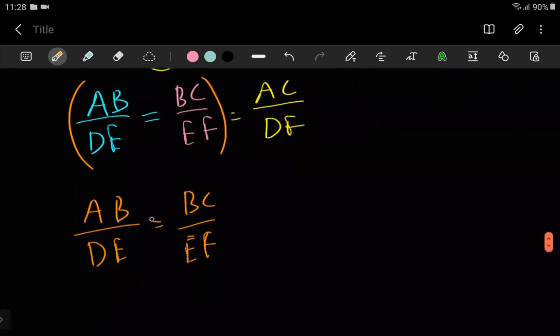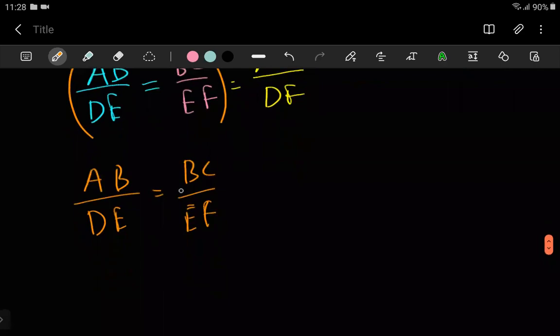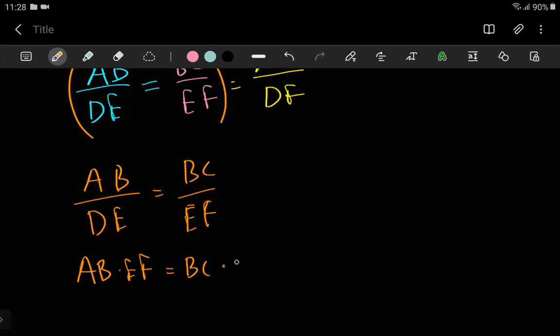So this expression here, depending on what they may ask, you can easily, for example, do things like cross multiplying. Like if you cross multiply your fractions here, AB times this can be written as AB dot EF. This times this can be written as BC dot DE. Because depending on what you may have, you obviously have questions that may ask you to prove something like this.